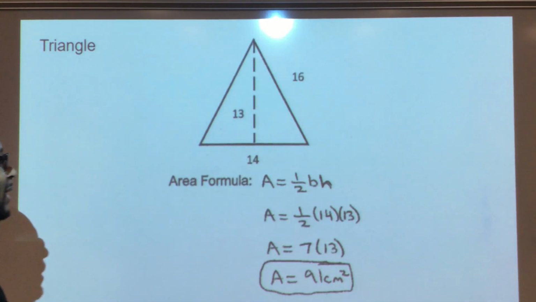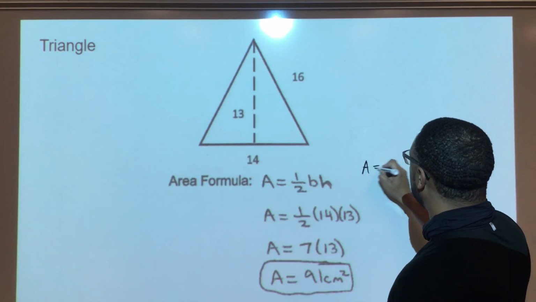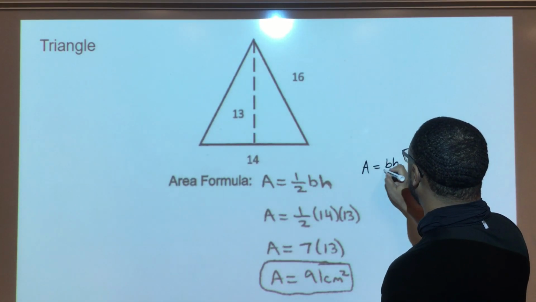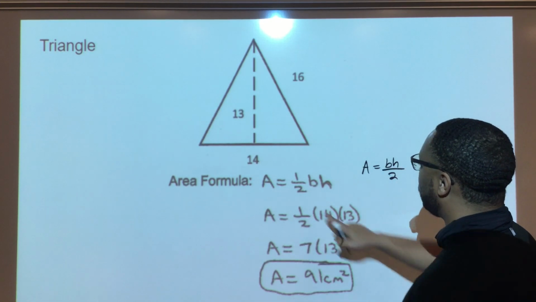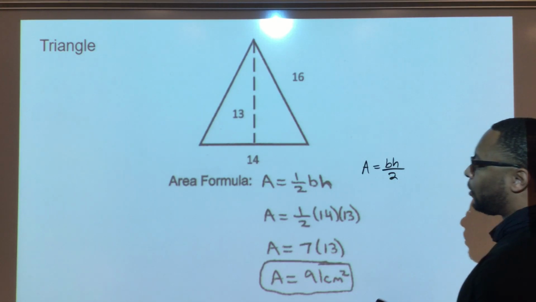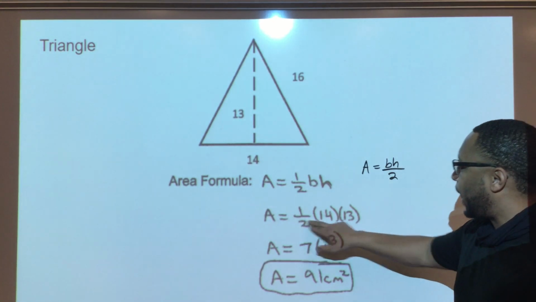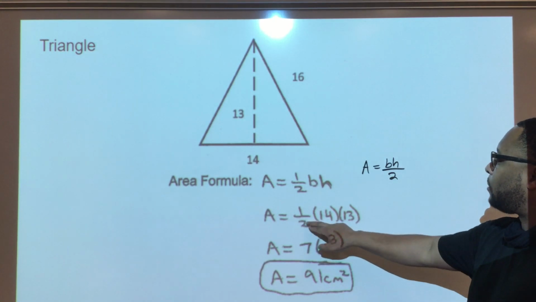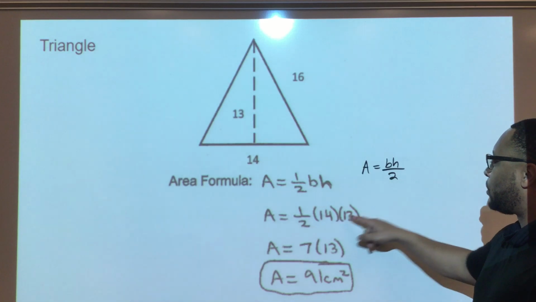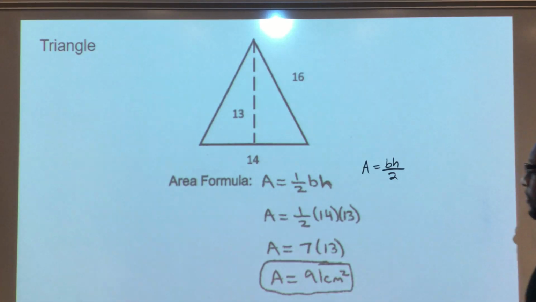So it's 1/2 base times height. Another way you can write this formula and get the same answer is if I take the base times the height and I divide it by 2. Multiplying by 1/2 is the same as dividing by 2. Either way, they're going to give you half. So that is all we do. So I can take half of 14, multiplying 1/2 times 14 is the same thing as dividing 14 by 2, which gives me 7. 7 times 13, that gives me 91 square centimeters. That is the area of the triangle.